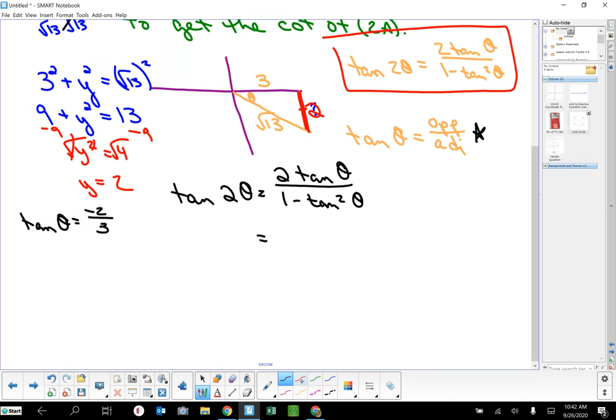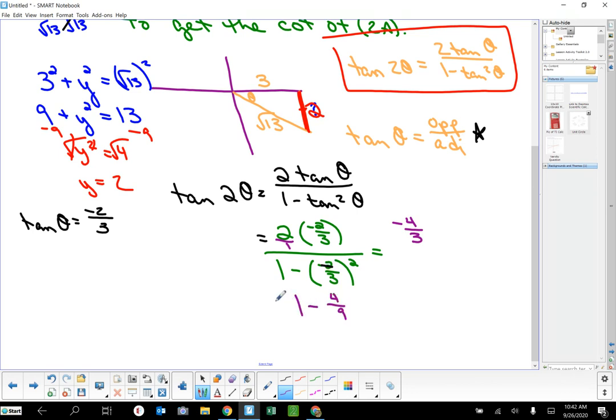So now if I fill things in here, I keep the 2. Tangent of theta is -2/3. And that's going to be over 1 minus tangent of theta, which is -2/3, and I'm going to square that. Okay. Now I'm just going to do some math and simplify. So this is over 1. So this is going to be -4/3. I'm going to square this guy here. This is going to be 4/9. So I have 1 minus 4/9. Well, the 1 is going to turn into 9/9. So 9/9 minus 4/9 is 5/9.